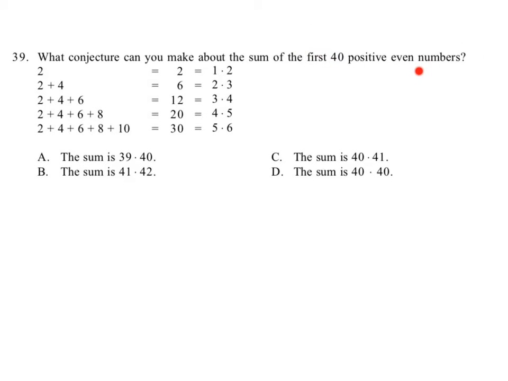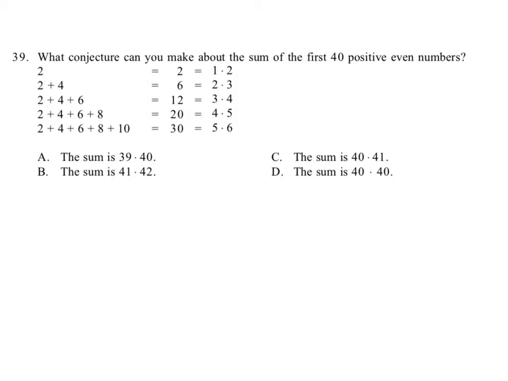So if we can somehow associate the sum with the number of terms that we're adding together, because they're telling us we're trying to find 40, and we definitely don't want to do this all the way up until 40. That would be a nightmare, almost guaranteed to make a mistake at some point. So we want to find some easier, better pattern. So let's take a look.